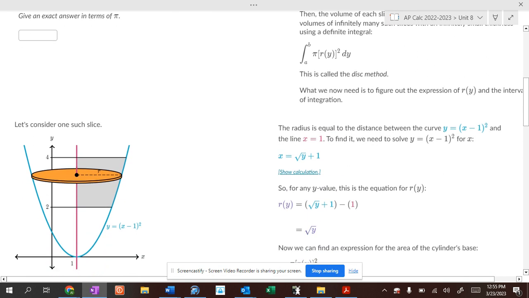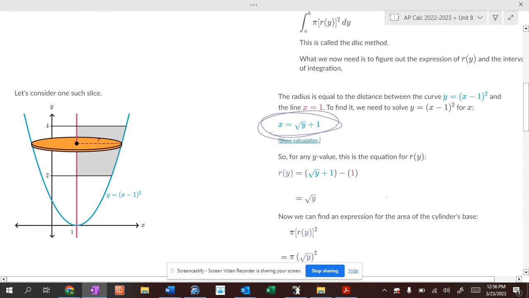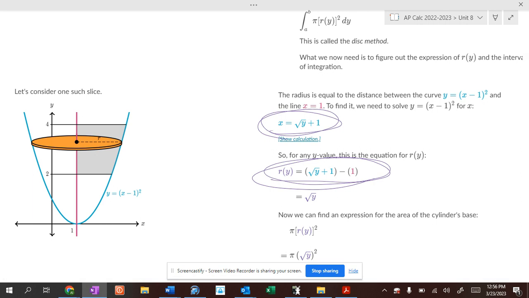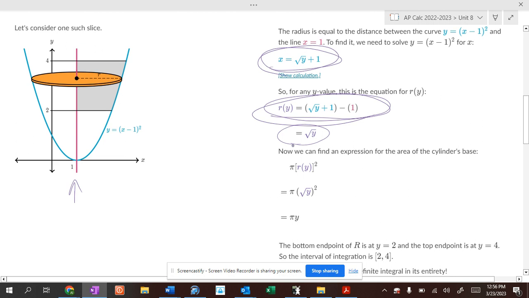So we got our function here. And then what we're going to do is subtract the 1 from it. We're going to take our new function, subtract 1 from it, because 1 is what we're wrapping around. So the square root of y plus 1 minus 1 is just the square root of y. So pi r squared is pi square root of y squared, which is pi y.